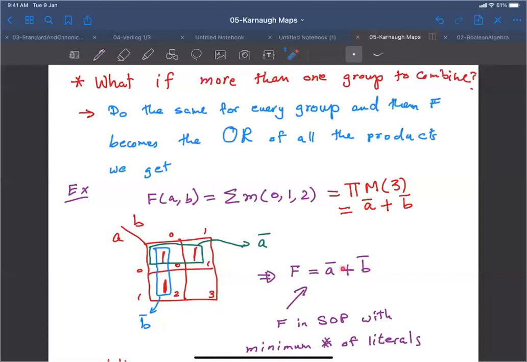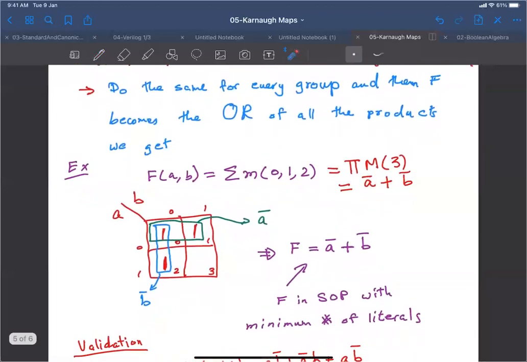It is the simplest form of F. Okay, it's already the simplest form of F. This is a max term. However, it's also a sum of product as well. So these 3 products, the minimum form of these 3 products is this sum of product. So this makes sense, right? Instead of 1, 2, 3, 4, 5, 6 literals, you wind up with 2 literals.